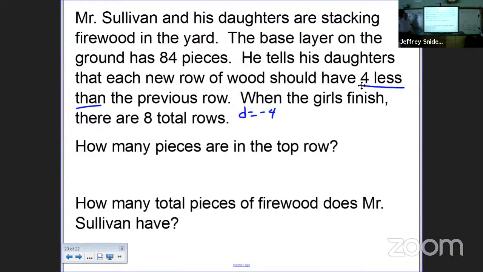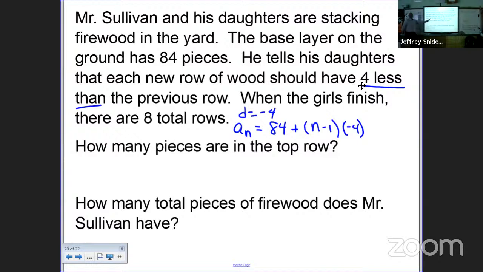And why do I want my rule? So I can find out how many are in the top row. So what would the rule be? a sub n equals 84, parentheses and n - 1. Is there anything in between those? Plus. Plus, perfect. There we go. What goes in here then? n - 1 and then times -4.